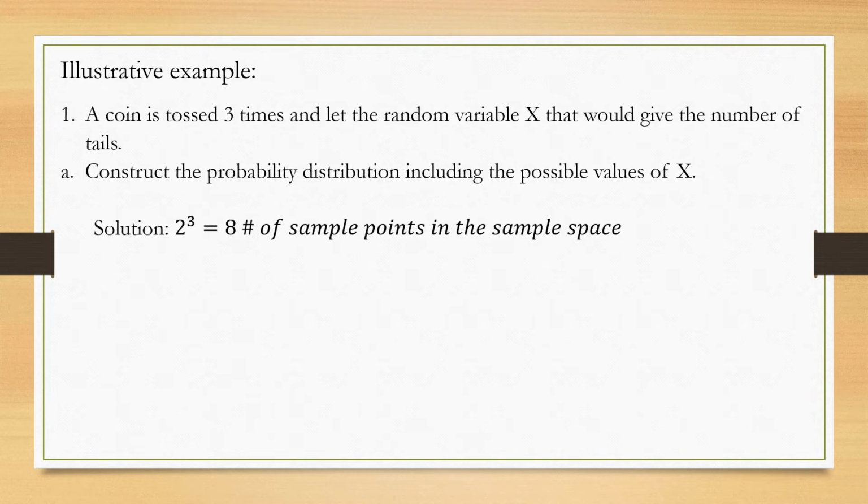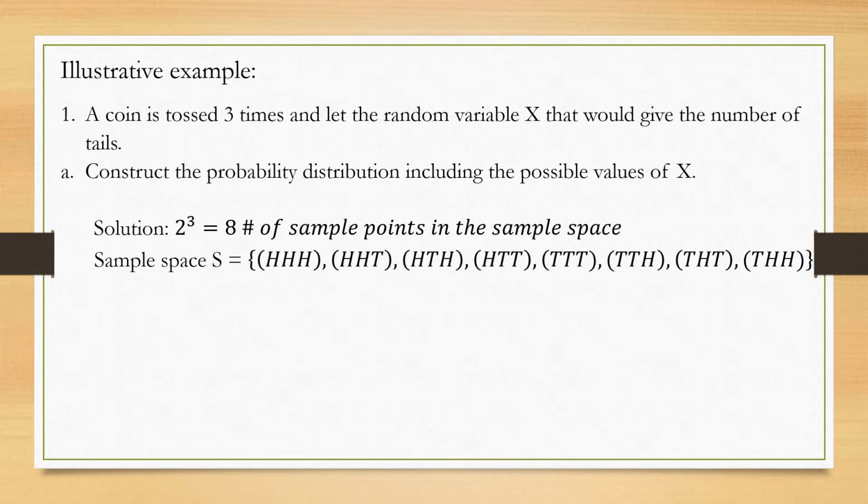So we all know that a coin has two faces. That's why we have 2 as the base, then to the power of 3 as the number of times that this coin is tossed. When we simplify 2 to the power of 3, that is equivalent to 8. And 8 is referring to the sample points in the sample space. Next, we have the individual outcomes. So we have 8 sample points in the sample space S.